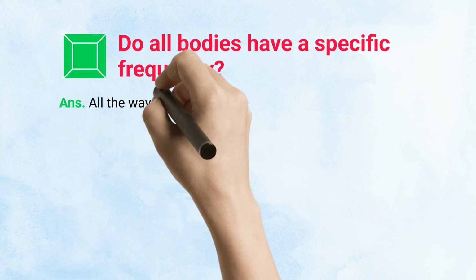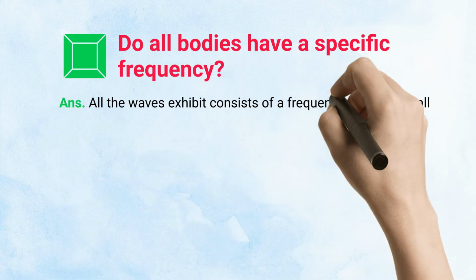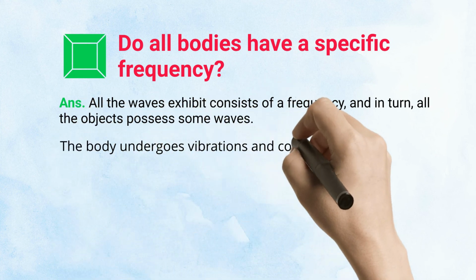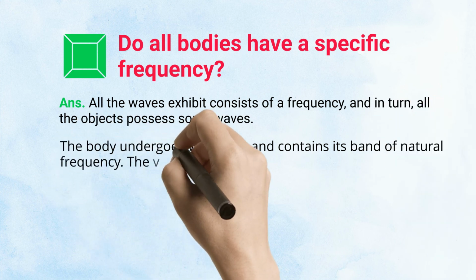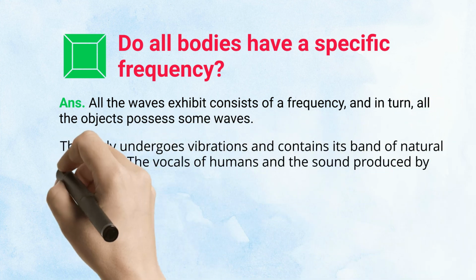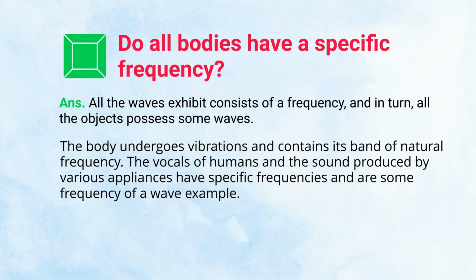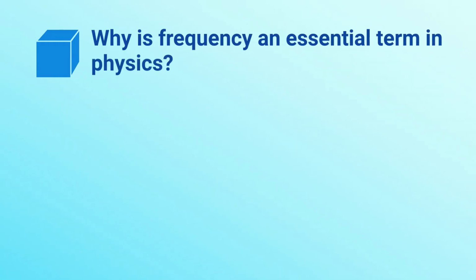Do all bodies have a specific frequency? All the waves exhibit a frequency, and in turn, all the objects possess some waves. The body undergoes vibrations and contains its band of natural frequency. The vocals of humans and the sound produced by various appliances have specific frequencies and are some frequency of a wave example.